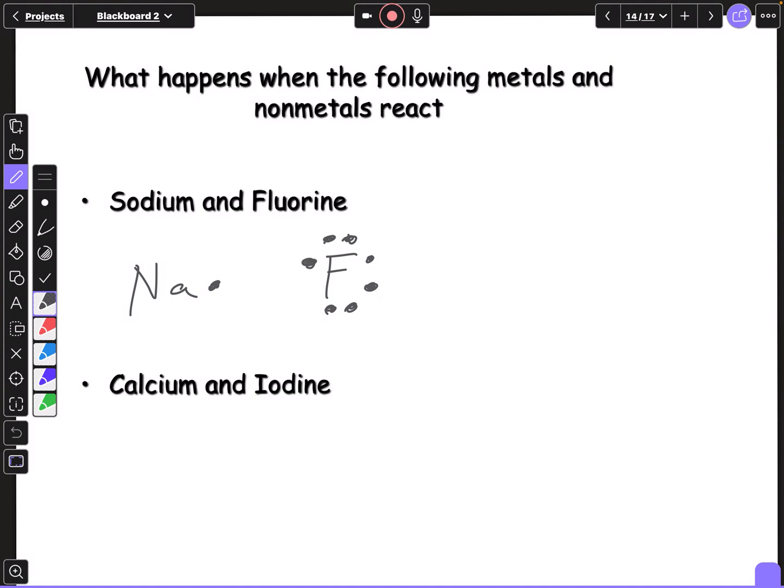So what would happen is sodium would lose its electron. Fluorine would gain that 1 electron. Sodium would form a +1 ion, or a 1 positive, either way. Fluorine would form a -1 ion, and it would only take 1 atom of each to balance the charge. +1 plus -1 equals 0. So the formula would just be NaF. It would take 1 atom of each to balance the formula.